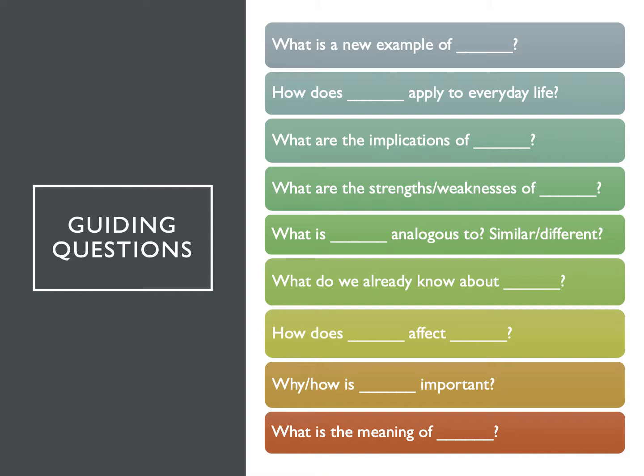What do we already know about the meaning of words? How does blank affect blank? How do anchors affect framing? Why or how is blank important? Why or how is inference important? And then lastly, what is the meaning of blank? And here you might say, what is the meaning of equivocation? Of course, you can use these questions over and over again, and you just change how you fill in the blank. I hope you find it useful in studying for your exam.